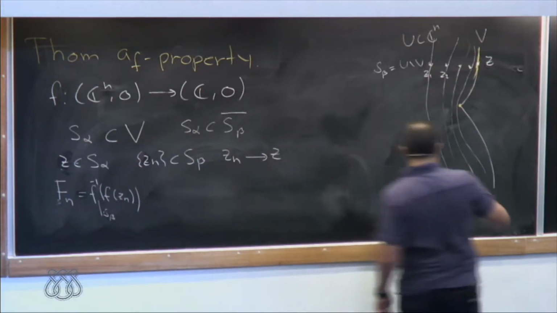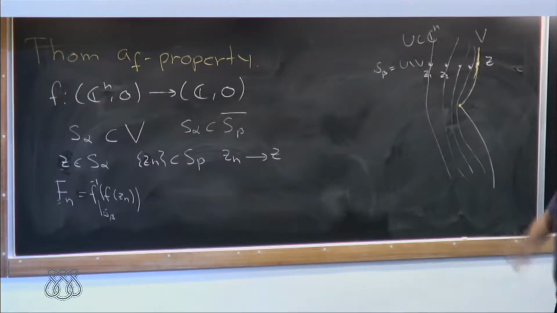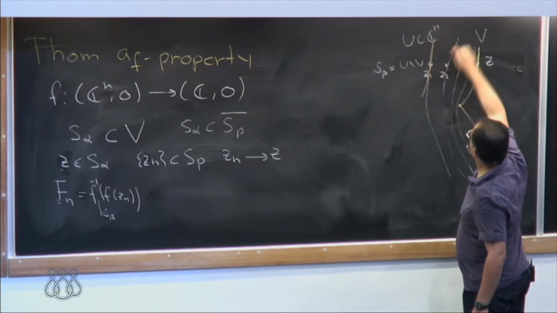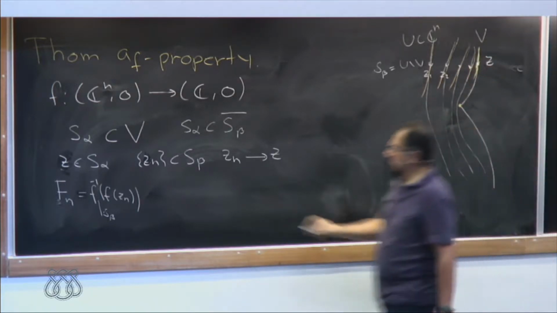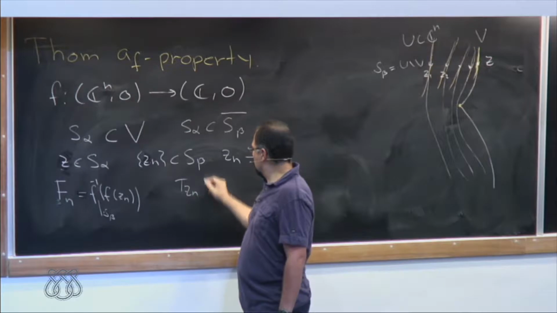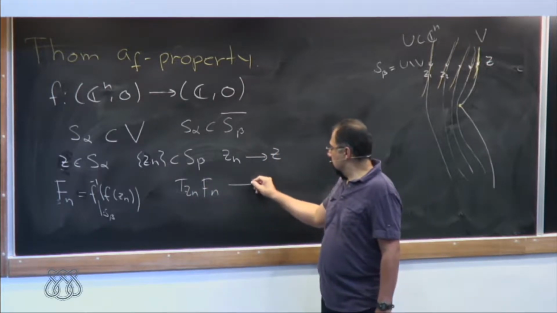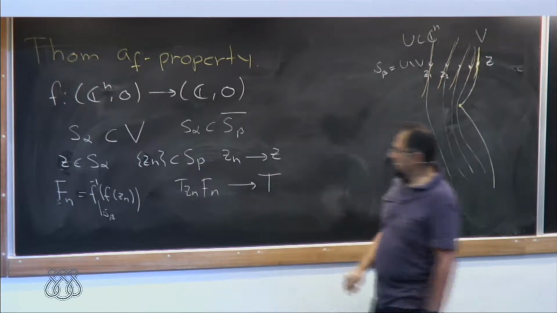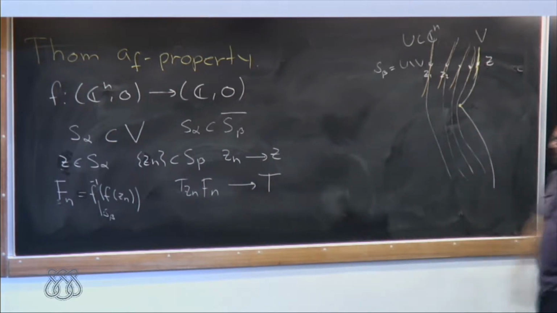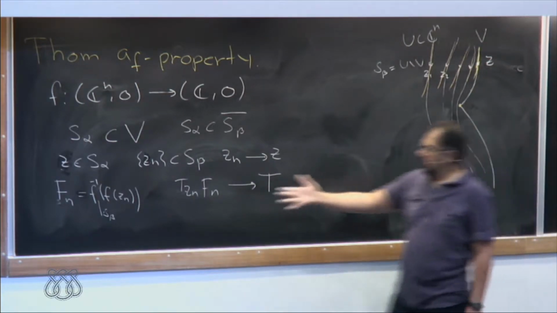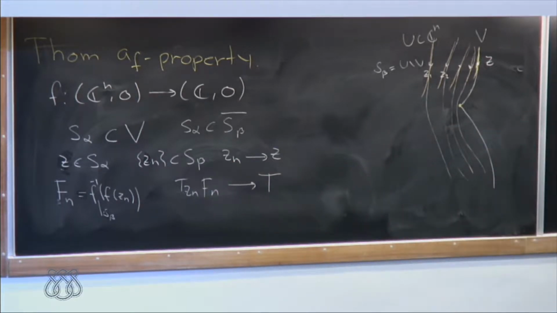Then what you take is the tangent spaces to the fibers. So you take T at x_n of F_n and call T the limit. Maybe you need to take some subsequence to have the convergence. So these are like planes in some Grassmannian, which is compact, so you can do it.